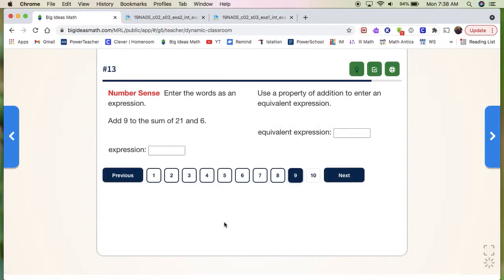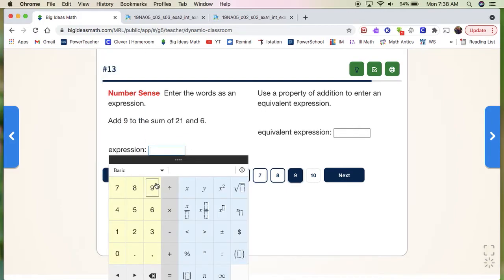All right, write the words as an expression. So we're going to add 9 to the sum of 21 and 6. So add, add, add. It's all adding, isn't it? So we're going to add 9 to the sum of 21 and 6.